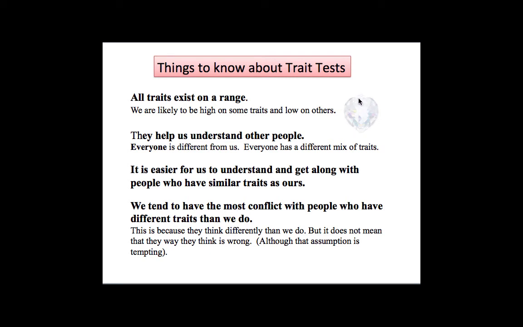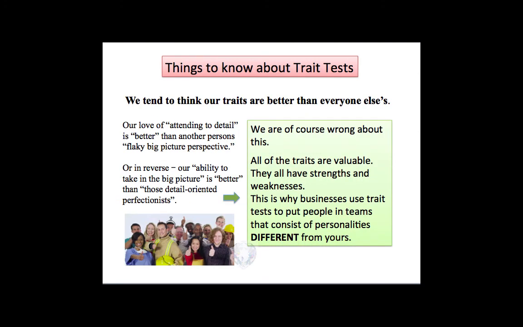And we need to understand the range of personalities that exist, because we exist in a world that is not just our personality type. And we tend to have most conflict with people who have vastly different traits than we do. We also have a presumption that people who think differently than we do don't think quite as well as we do, right? That's a self-serving bias. We tend to think our traits are better than everyone else's. And this is, again, the self-serving bias.